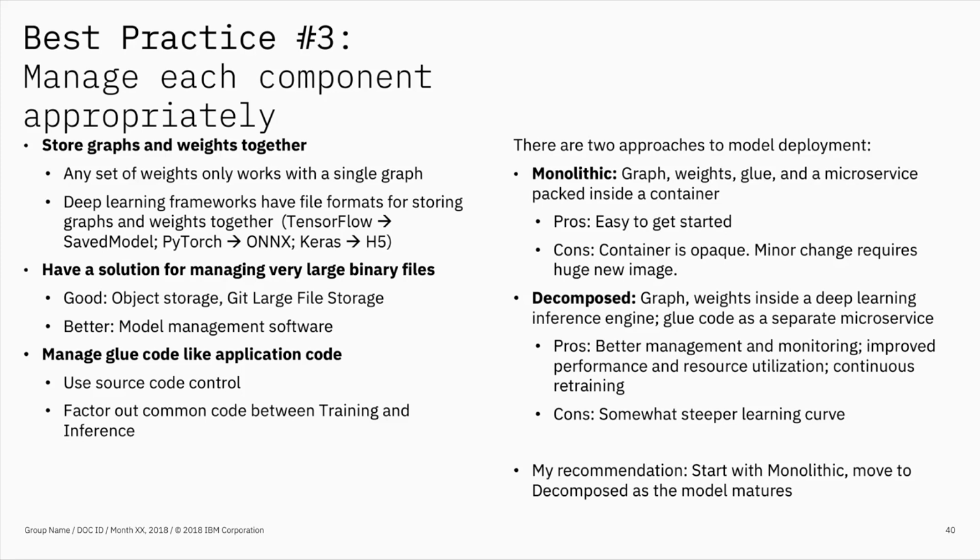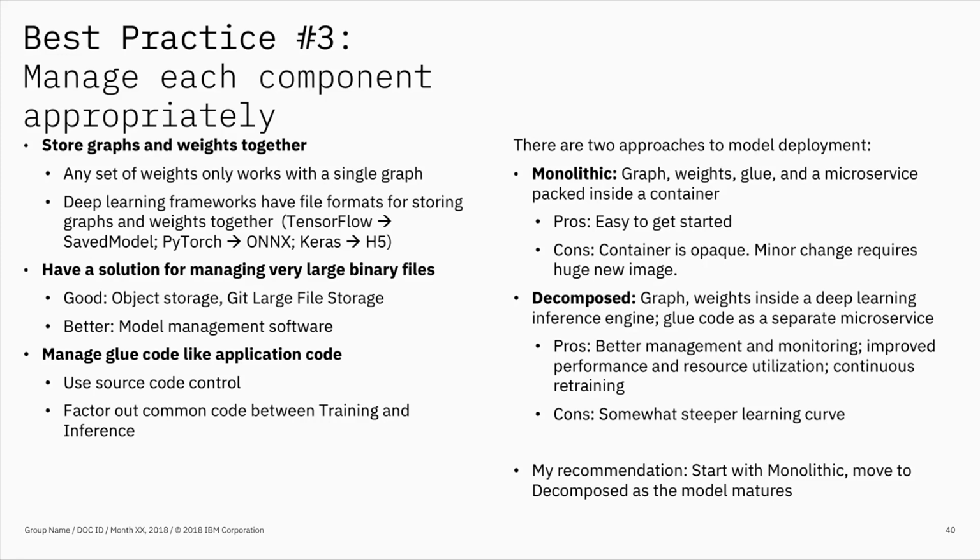Because if you have a subtle difference between the data transformations you're doing in training and during inference, you can get subtle errors in the results of the model. So just factor that out. Don't copy and paste there. Copy and paste is not something we want to do with code.